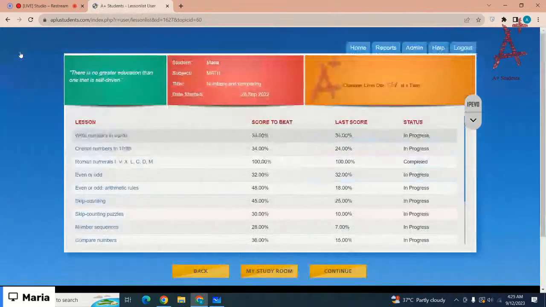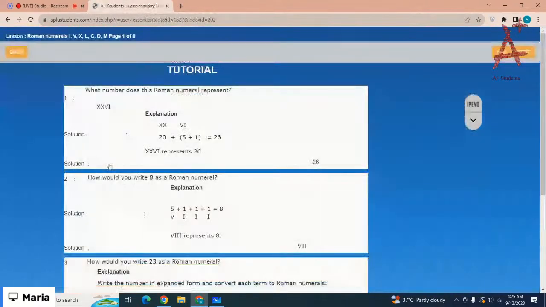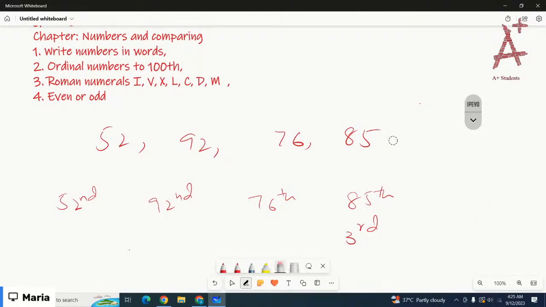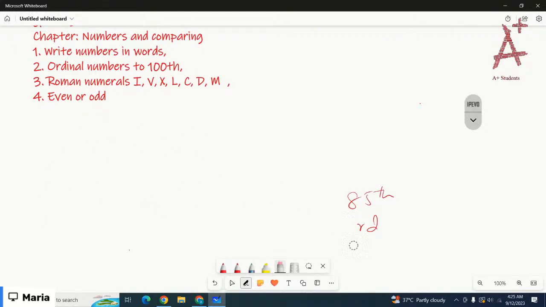The next one is Roman numerals. So how do we represent the Roman numerals? Let's just do a quick review on the numerals. Okay, so we're going to start with the numerals. First, I'm going to explain the very basic numerals, right? If you remember them, then you can do the rest of the Roman counting on your own, right?